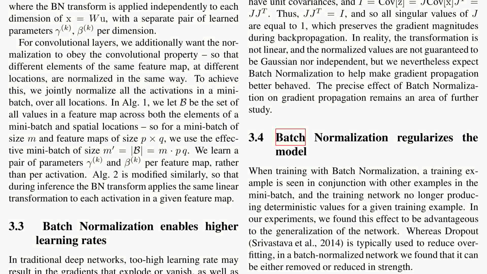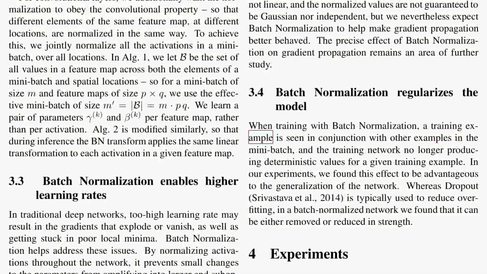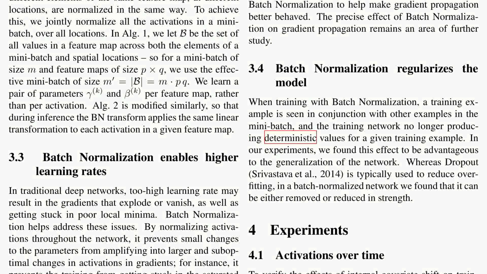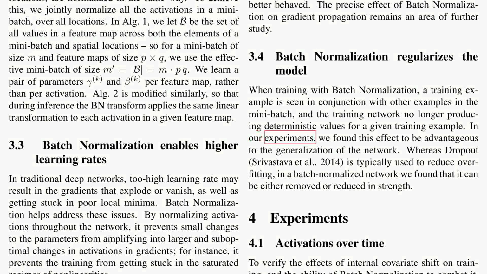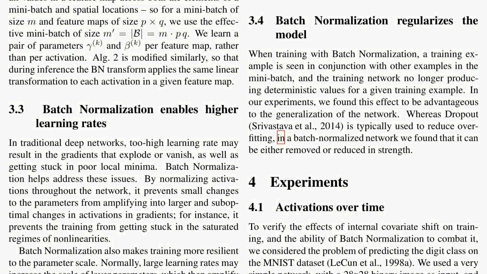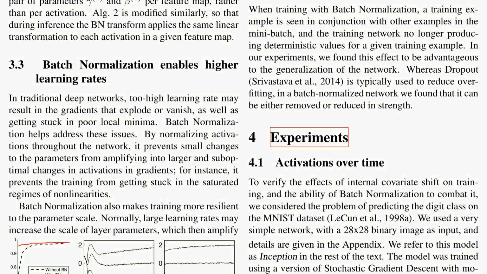Batch normalization regularizes the model. When training with batch normalization, a training example is seen in conjunction with other examples in the mini-batch, and the training network no longer produces deterministic values for a given training example. In our experiments, we found this effect to be advantageous to the generalization of the network. Whereas dropout is typically used to reduce overfitting, in a batch normalized network we found that it can be either removed or reduced in strength.